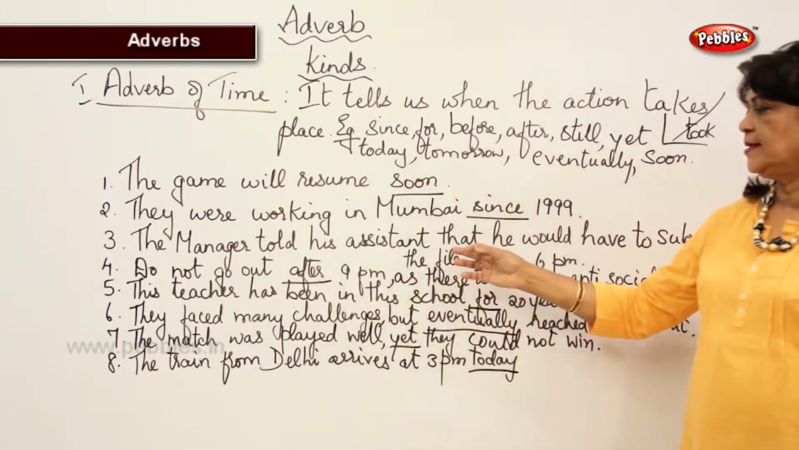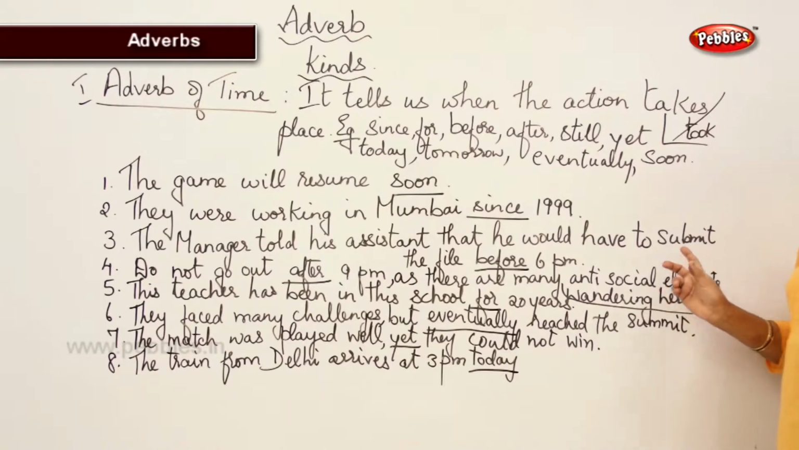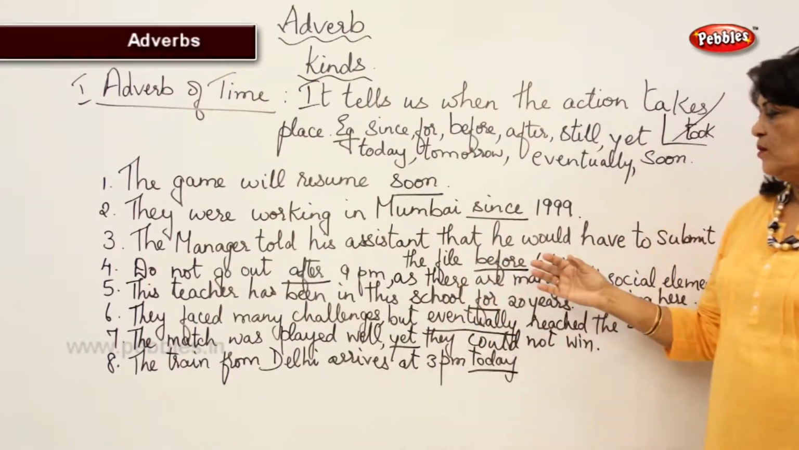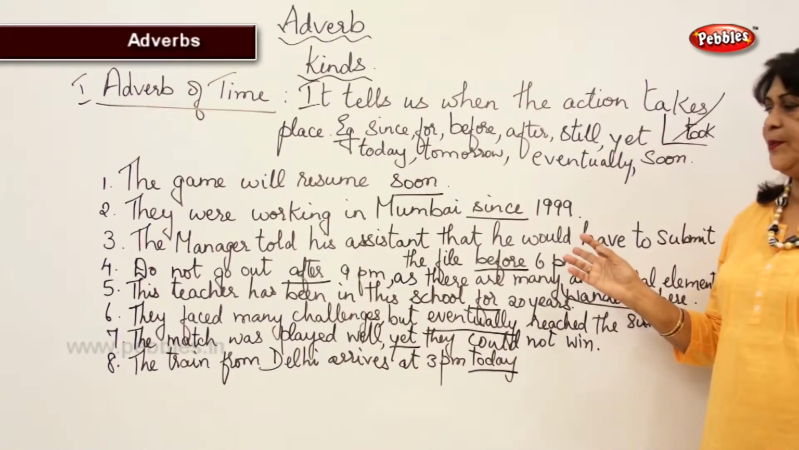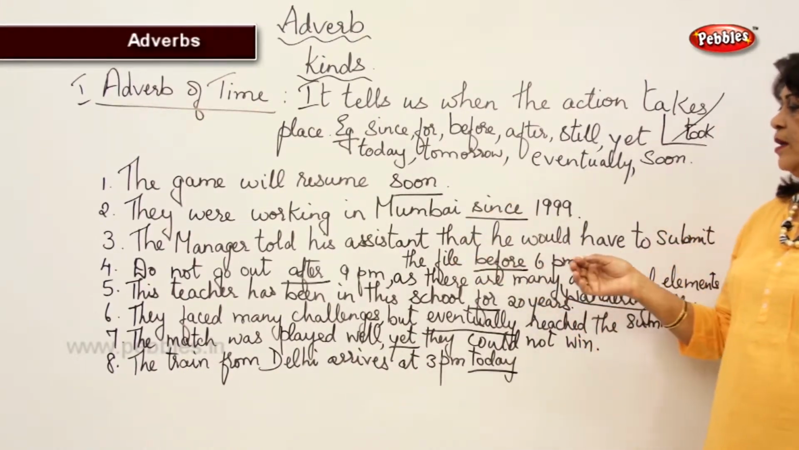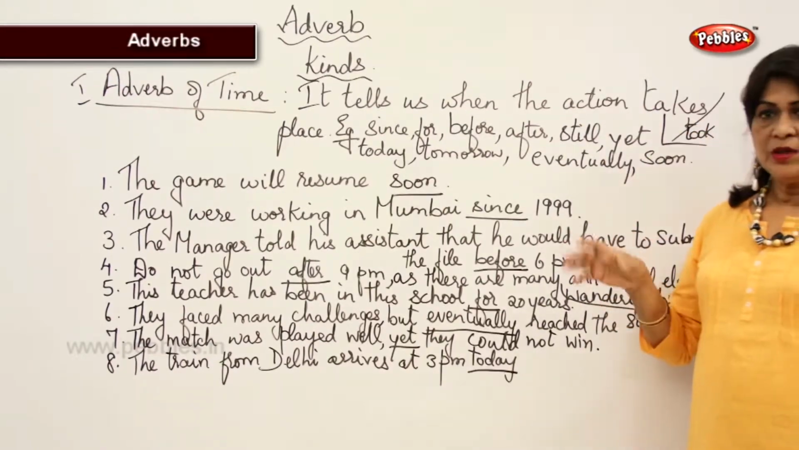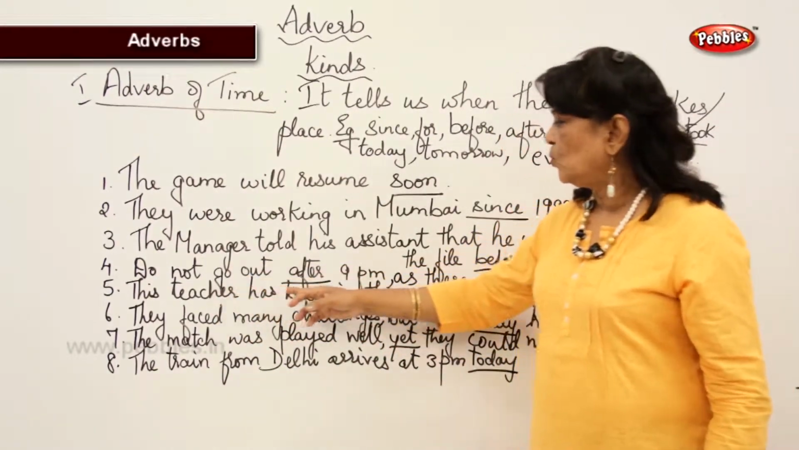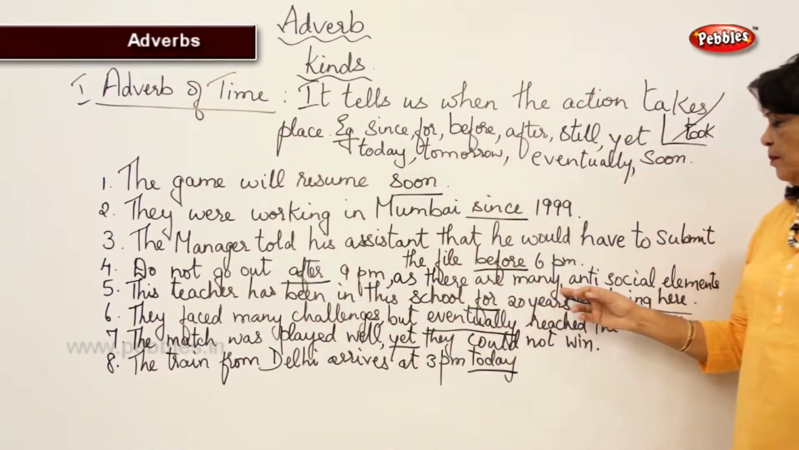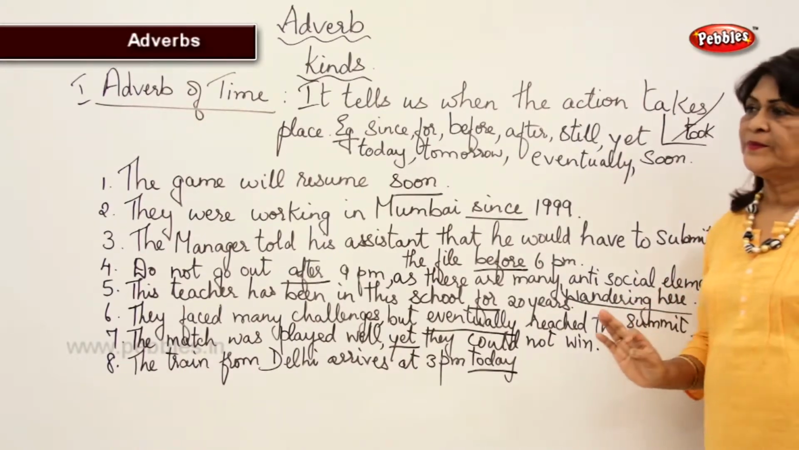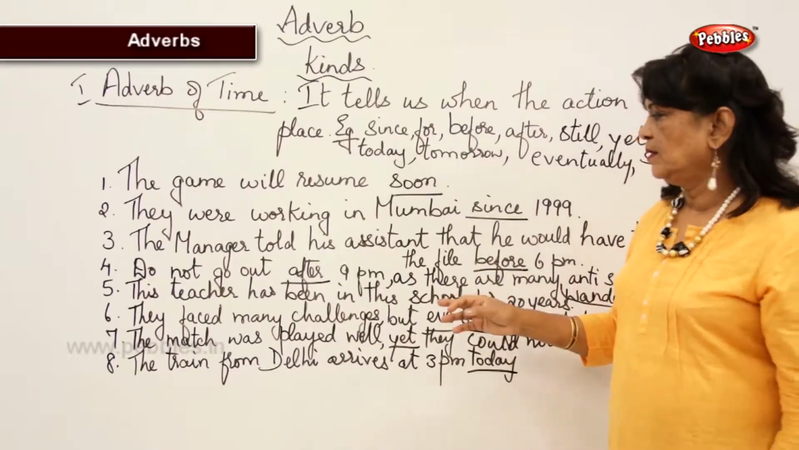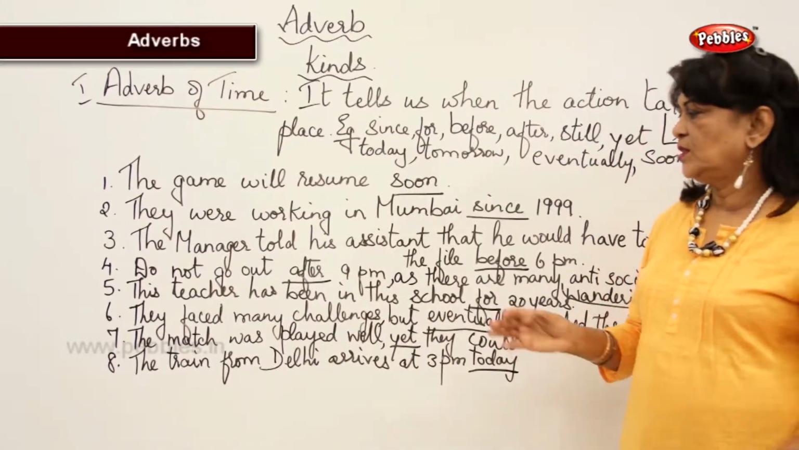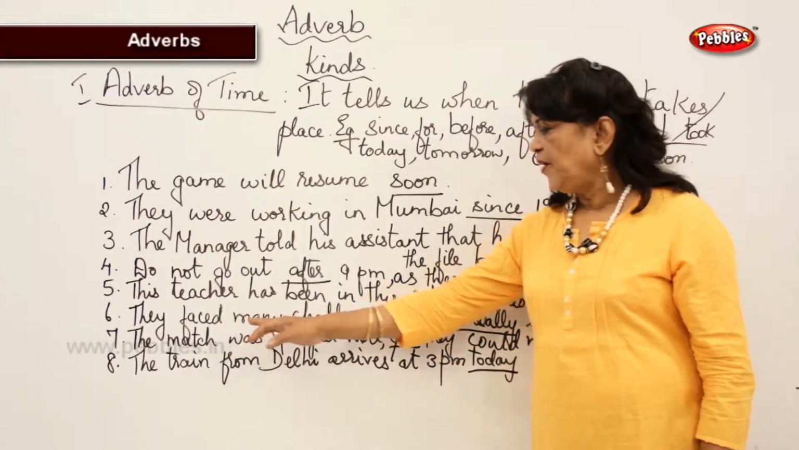The manager told his assistant that he would have to submit the file before 6 p.m. Told is a verb and when should the file be submitted? Before 6 p.m. So it talks more about the verb and also says when the action has to take place. Do not go out after 9 p.m. as there are many antisocial elements wandering here. Do not go out is a verb and after is an adverb because it adds more meaning to the verb.